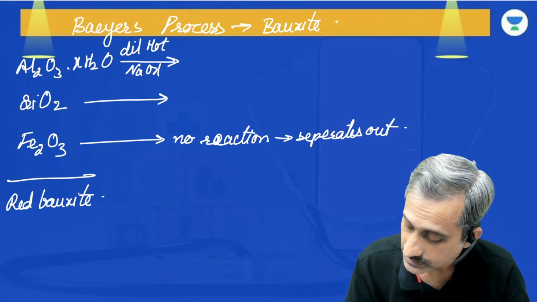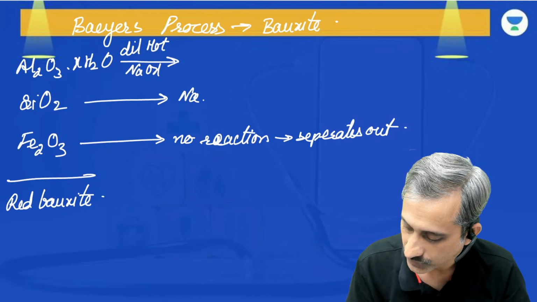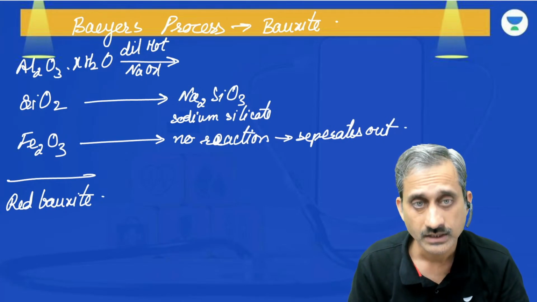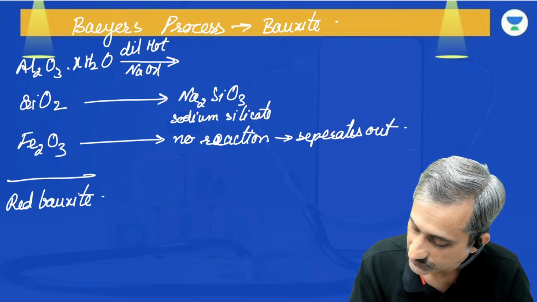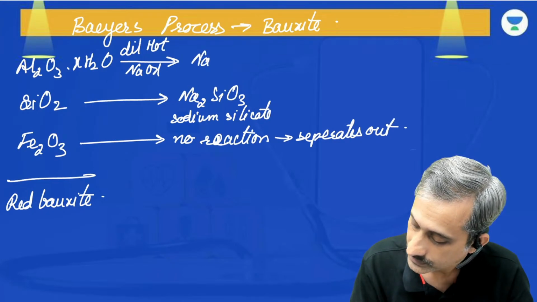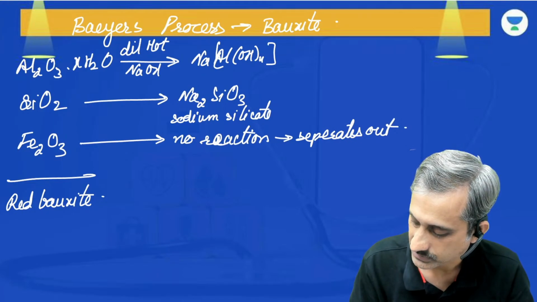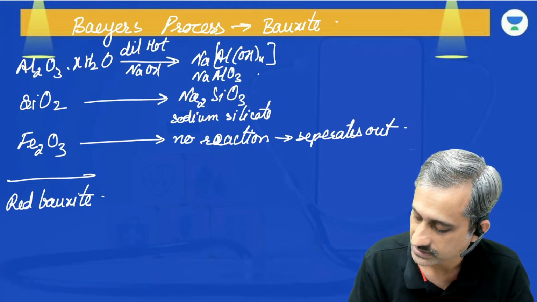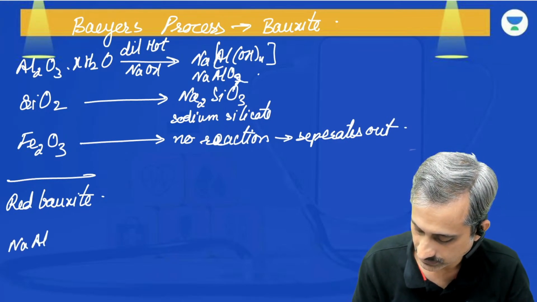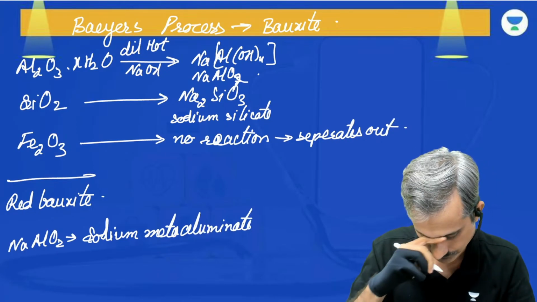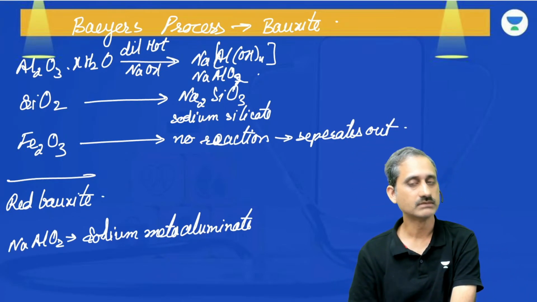Now, silica is going to react with sodium hydroxide, and it is going to form Na2SiO3, sodium silicate, and it's soluble. In the same manner, aluminum oxide is going to react with sodium hydroxide to form NaAlOH4, which is sometimes referred to as NaAlO2. NaAlO2 is called sodium meta-aluminate.